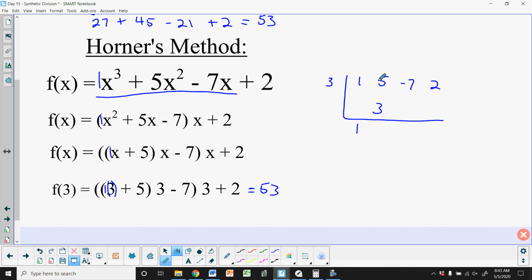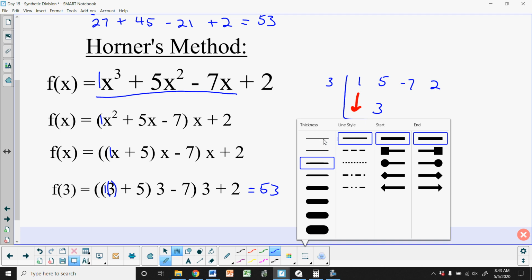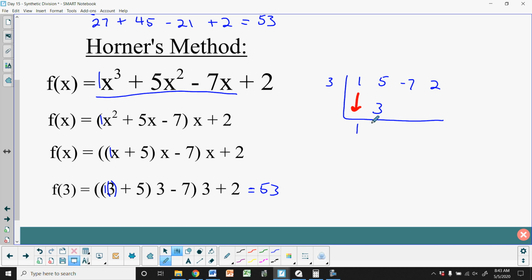And then they decided that what we're going to do is we're just going to add these columns up. So it's really that 1 just comes straight down first. And then you do 3 times 1, and we get 3. And then we add the 3 and the 5. So that was what we did here first, 3 plus 5. So 3 plus 5, we get 8. And that's what we had here. 3 plus 5 is 8.